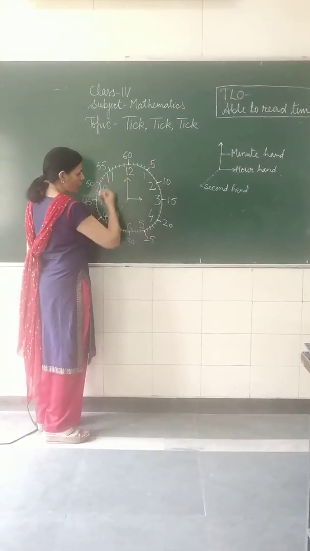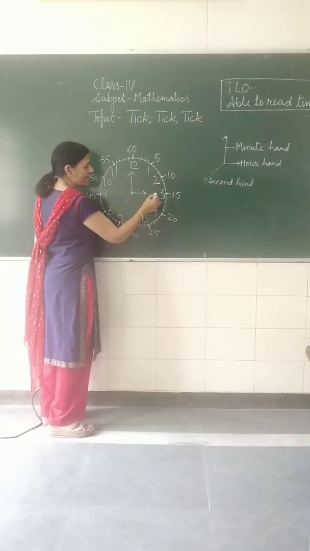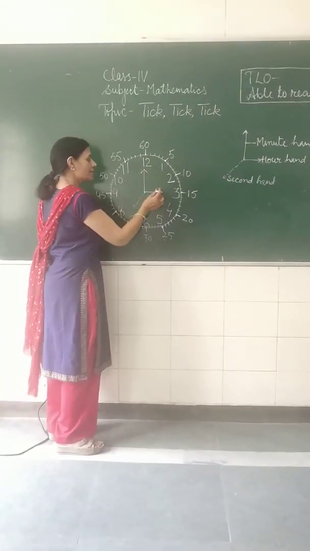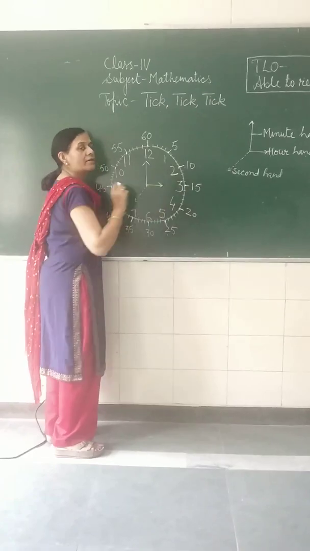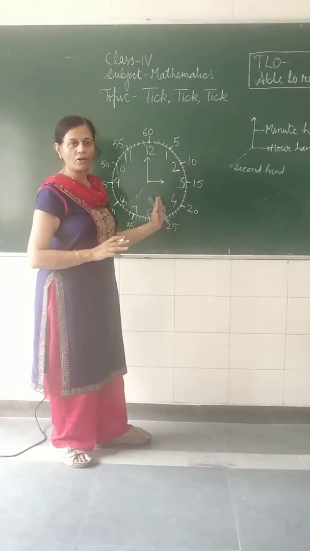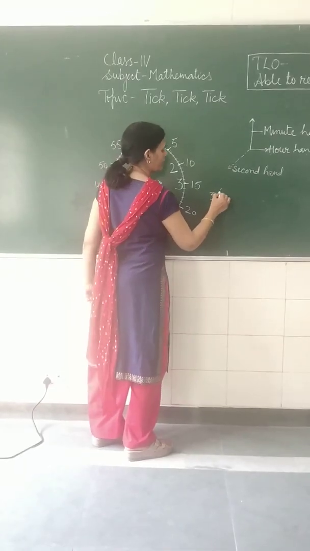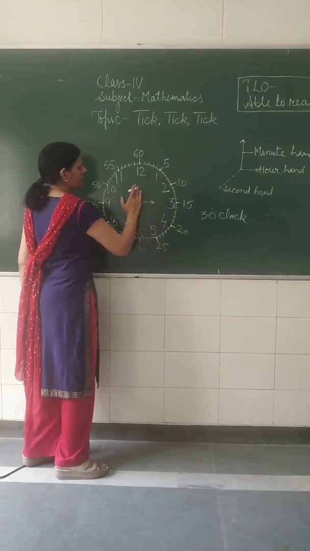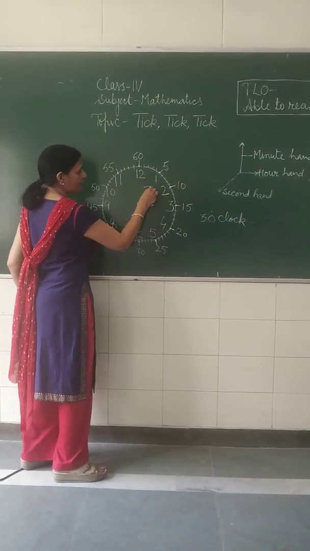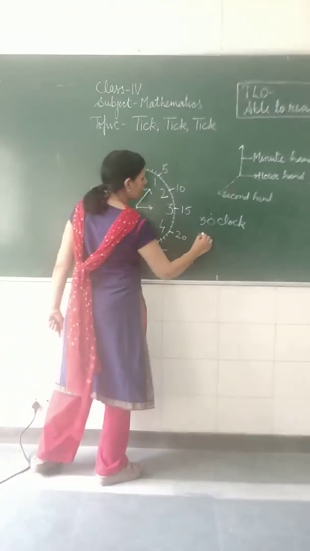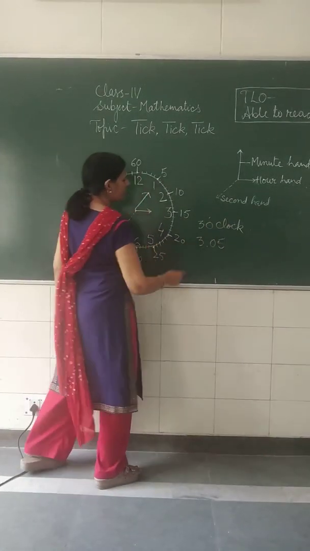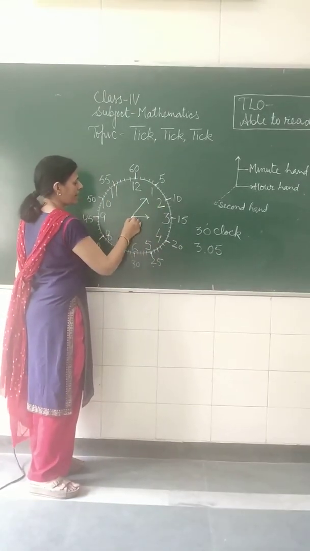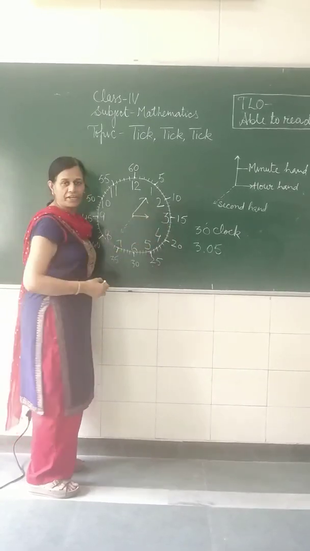Now in this clock which I have drawn here, small hand is at 3 and big hand is at 12. Whenever big hand is at 12, the small hand which is pointing to the number shows the time in the clock. So it is 3 o'clock. Similarly, if this hand is moving to this side, 5 minutes cross, it means now this is 3:05. Similarly, 3:10, and if big hand is at this number, 3:15.